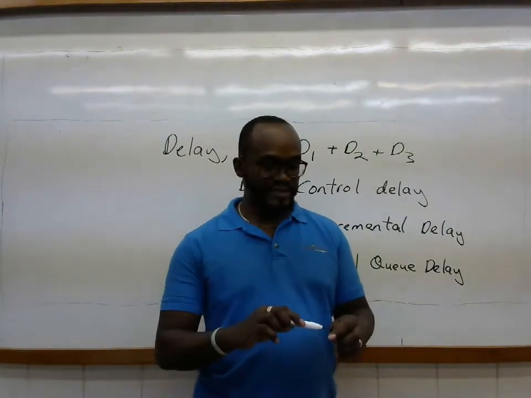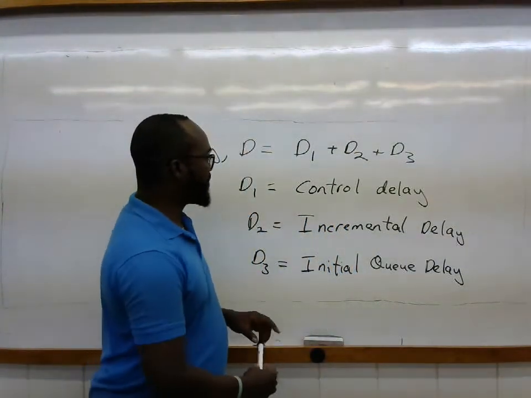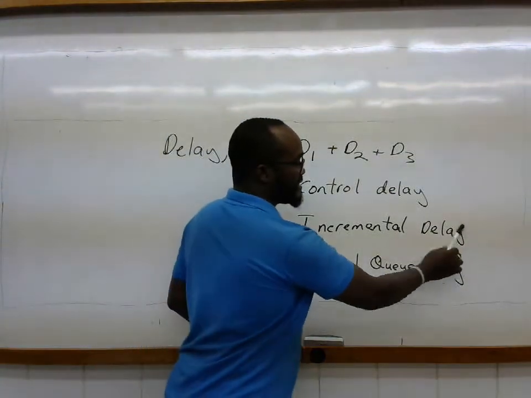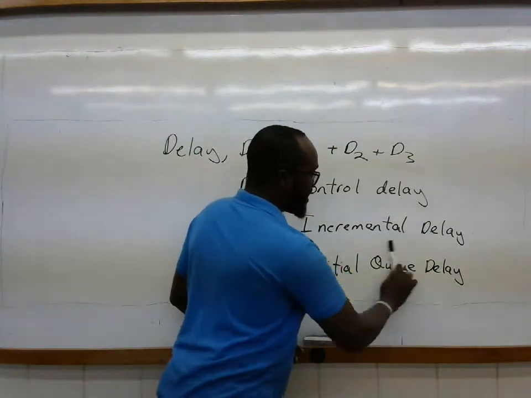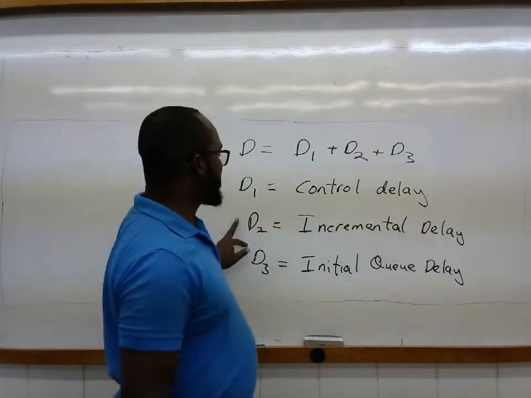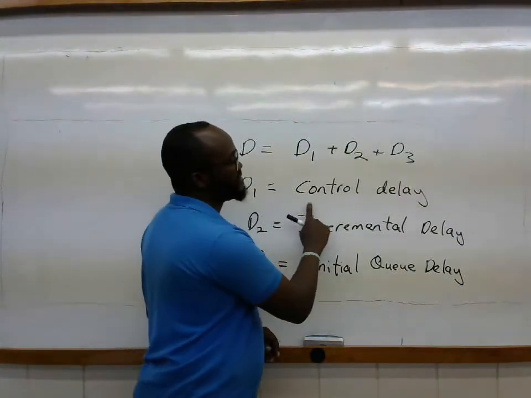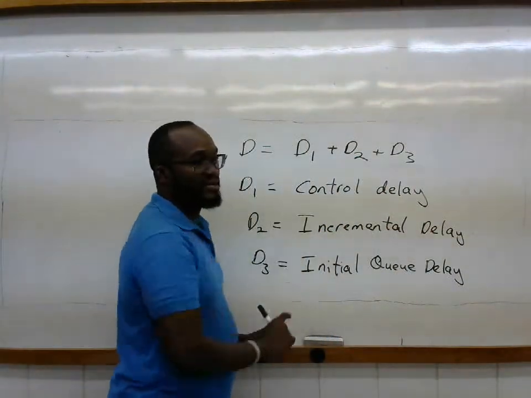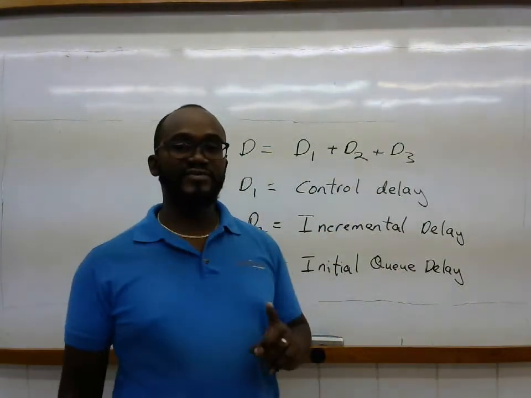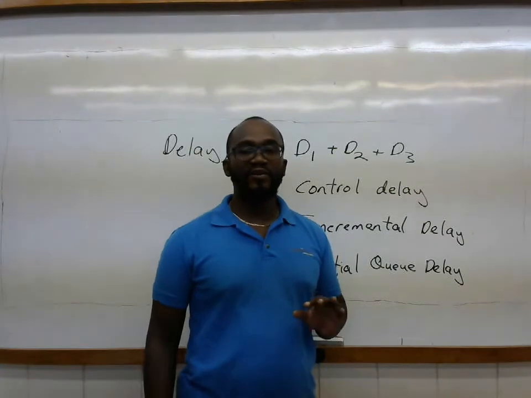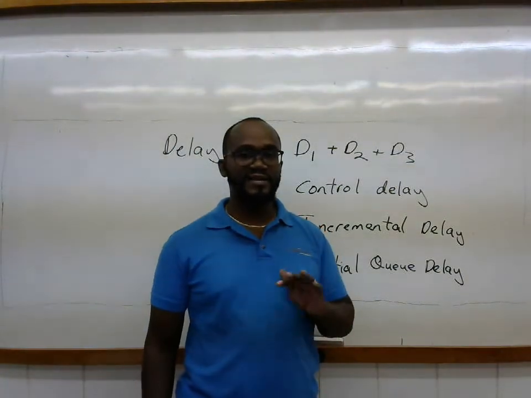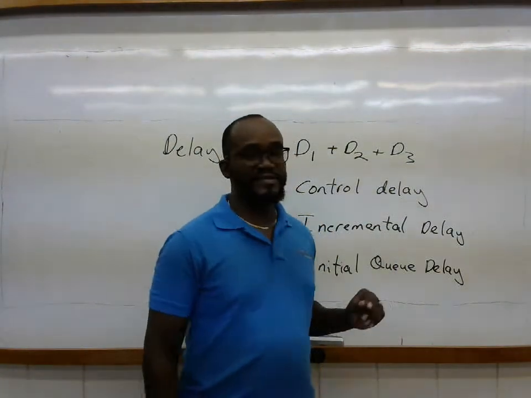Now, for the purposes of our coursework, because of how data intensive these two are and the rigor required to collect these bits of information, we will be sticking strictly to the first term, D1, which is the control delay. That is, the delay associated specifically with the traffic control device, which is, in this case, a traffic signal.